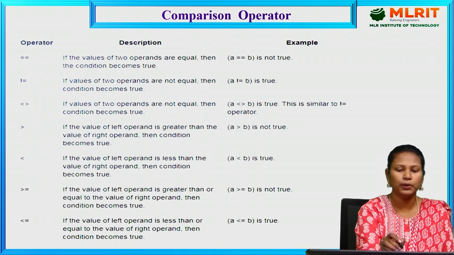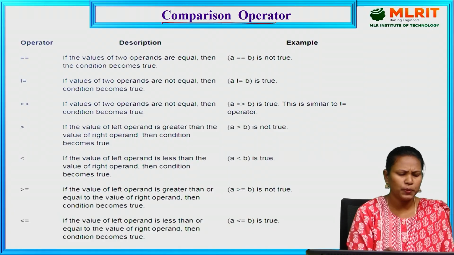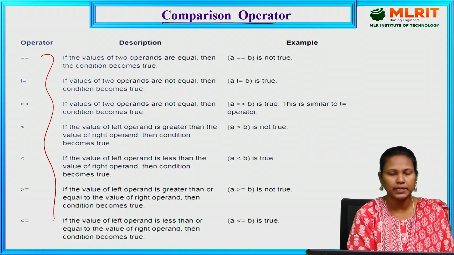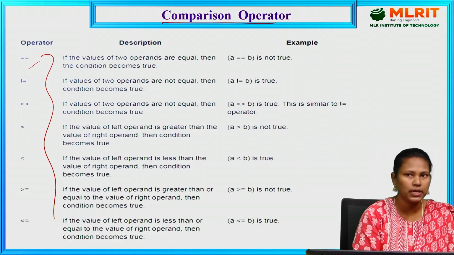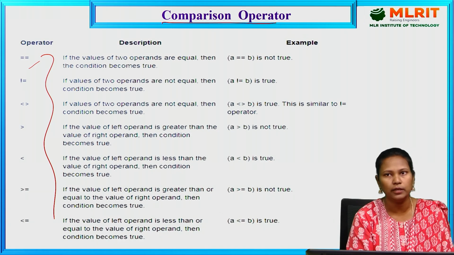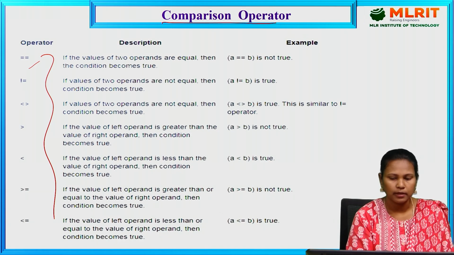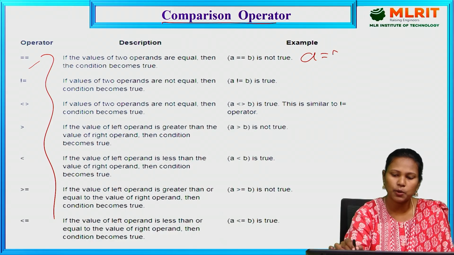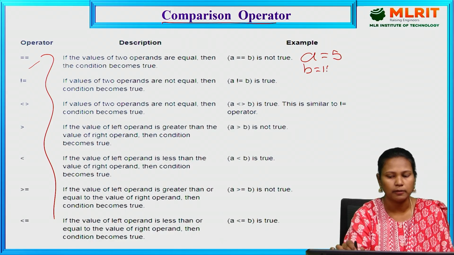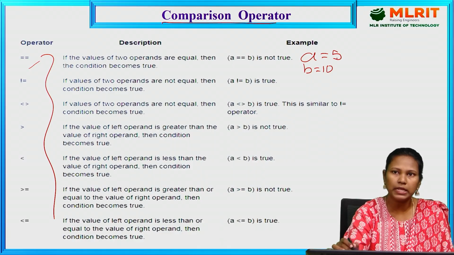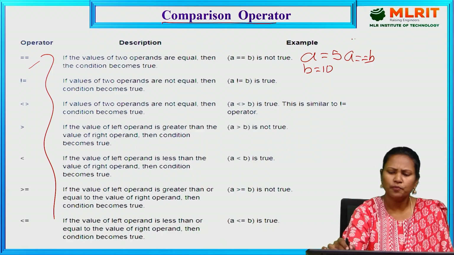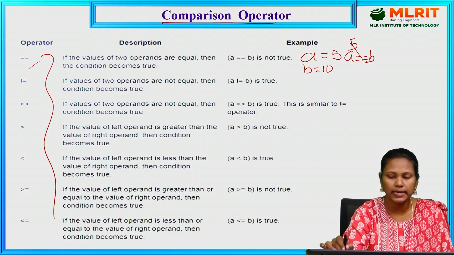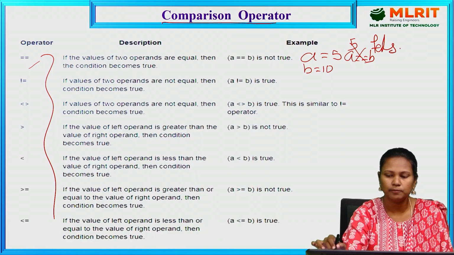So now we are going to the next one, comparison operators. We have so many comparison operators. The first one is the double equal to. The double equal to is used to compare two values or two variables. So here we are taking a equal to 5 and b equal to 10. Now I am comparing a with b. a equal to b. So 5 is not equal to b, that's why it displays false. If the a and b values both are same, it displays true.